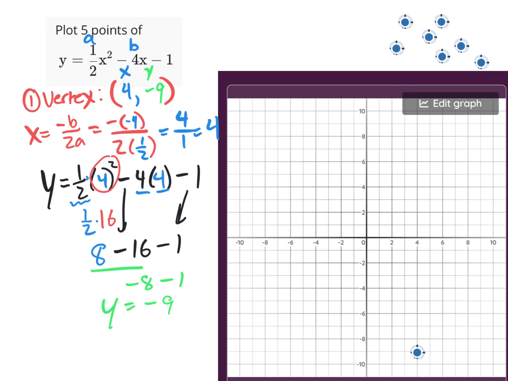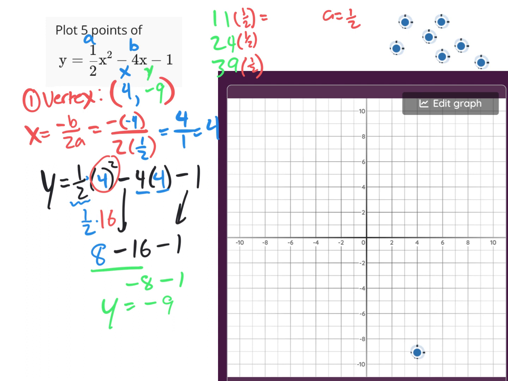The pattern is 1, 1, 2, 4, 3, 9. However, you need to multiply the outputs by what? By 1/2, right? By the new a value. The new a value is 1/2. So you have to multiply 1 times 1/2, the 4 times 1/2, and the 9 times 1/2. And you could do it on the calculator.